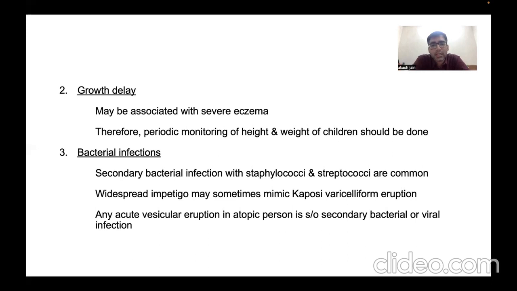As the epidermal skin barrier is lost, the patient is prone to develop eczema and various infections. So it is also more prone to develop bacterial infection. That is, secondary bacterial infection with Staphylococcus and Streptococcus are common. Widespread impetigo may sometimes mimic Kaposi varicelliform eruption. An acute vesicular eruption in an atopic person is suggestive of secondary bacterial or viral infection. So such infections are really common in atopic patients.